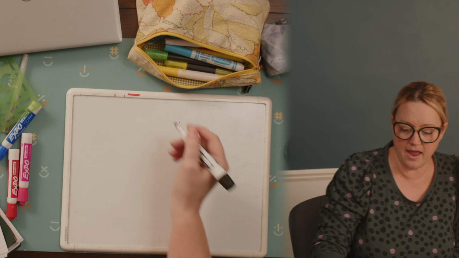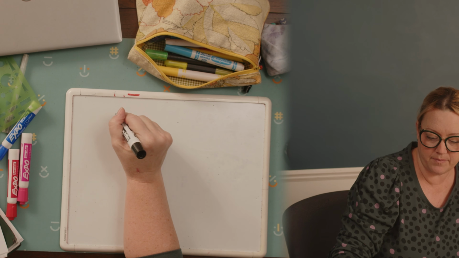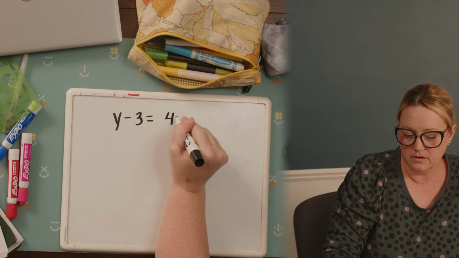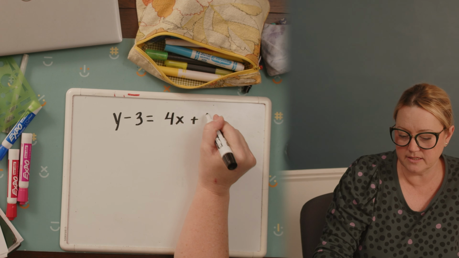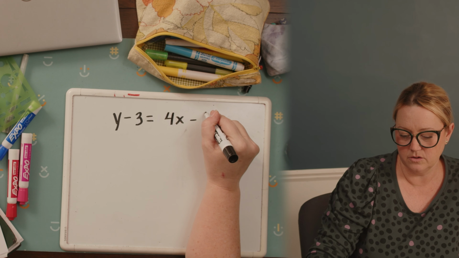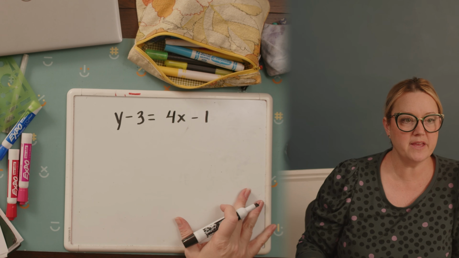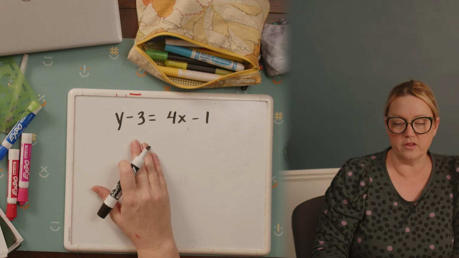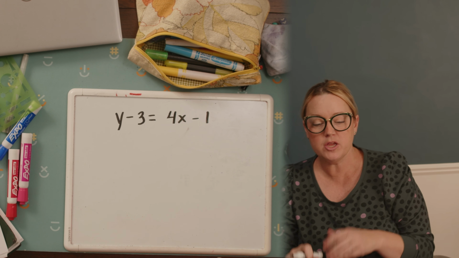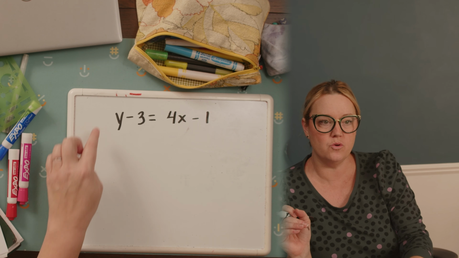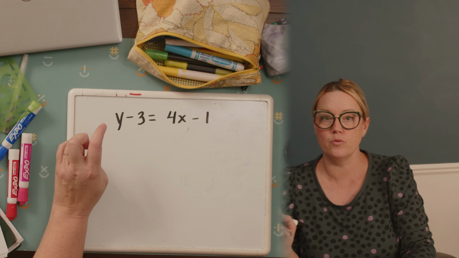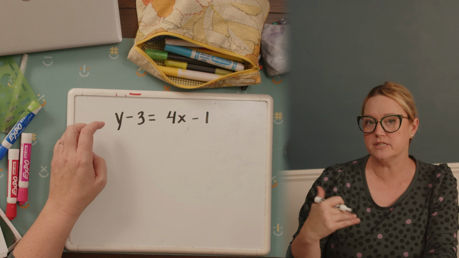When we have a linear equation, like y minus 3 equals 4x minus 1, okay, so we have something like this. What you want to look at is the relationship between the y and the x. Now I can graph this as it is right now, but usually it makes it a little bit easier if you can get this into a form that's a little more recognizable and easier to graph.